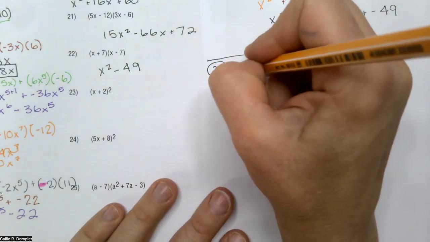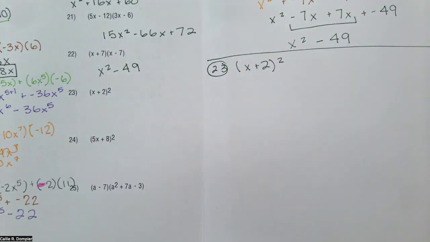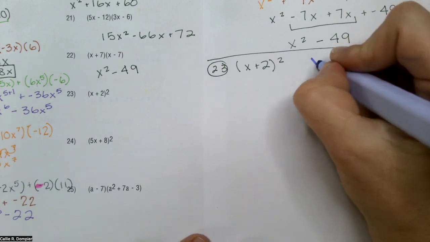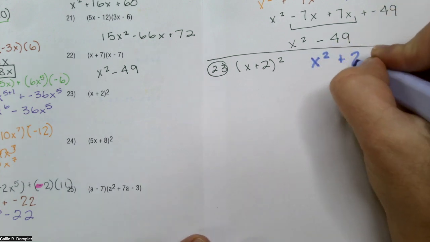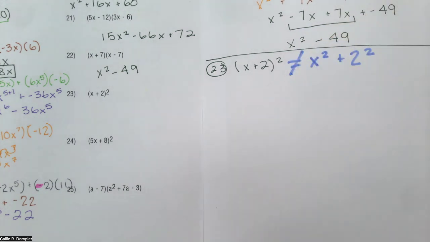For 23, we have x plus 2 squared. This is very important. Here's what not to do. These are not the same, okay? For the exponent, we can't just distribute the exponent and be done. Most other things, you can just distribute it to both of the terms and be done. But for exponents, what does exponent mean, right?